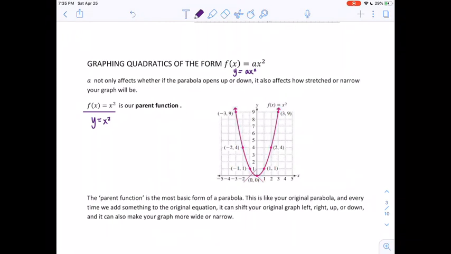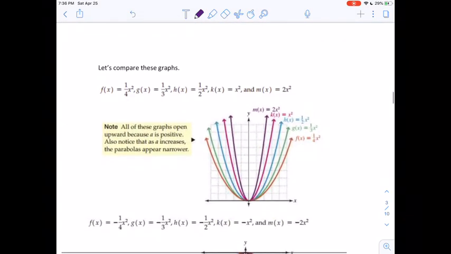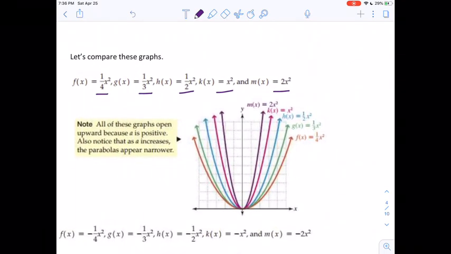Okay, and every time we add something different to the x squared, whether it has a number in front of the x squared or I'm adding something to the x squared, it could shift your original graph left, right, up, or down, and it could also make your graph wider or more narrow. Okay, so keep that in mind once we start walking through these different types of parabolas. So let's compare these different types of graphs. So notice all of these have an x squared and some number in front, but nothing's being added to them. So let's see what happens to all of those graphs. Okay, notice that this one in pink right here, that's our OG graph.